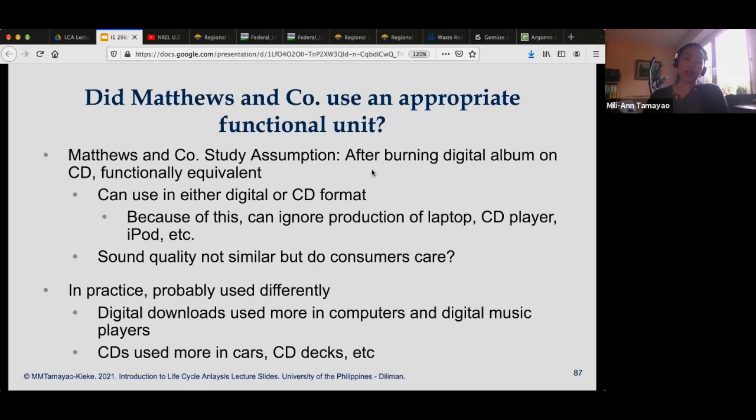Now, in practice, they are probably used differently. So the digital downloads could be used more in computers and digital music players, while the CDs are used more in cars, CD decks, etc. So you just include this in your discussion.